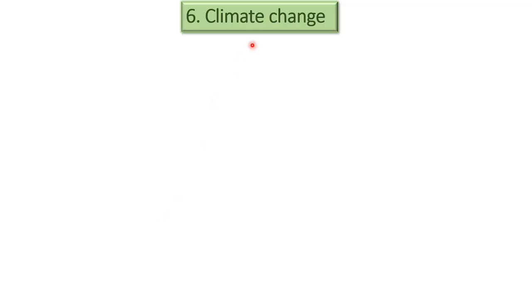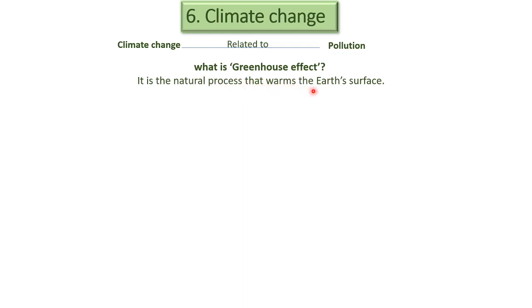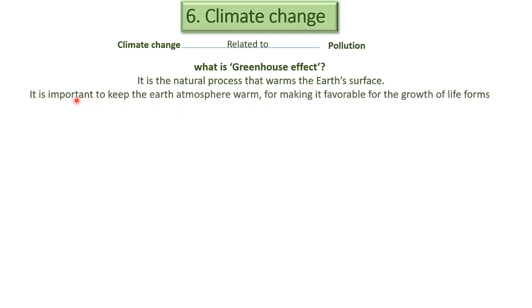So our next threat is climate change. As I said in the previous slide, climate change and pollution are related to each other. Before we understand what climate change is, we need to know what the greenhouse effect is. The greenhouse effect is the natural process that warms the earth's surface. In order to survive on earth, we require a certain warmer temperature environment, due to which all living organisms can survive. This process is important to keep the earth's atmosphere warm, making it favorable for the growth of life forms.